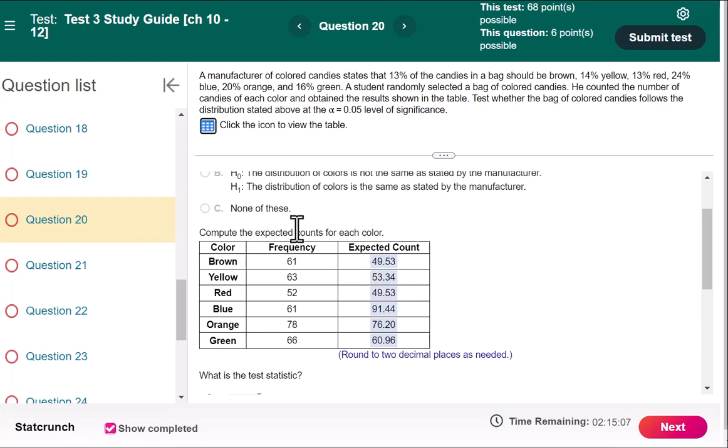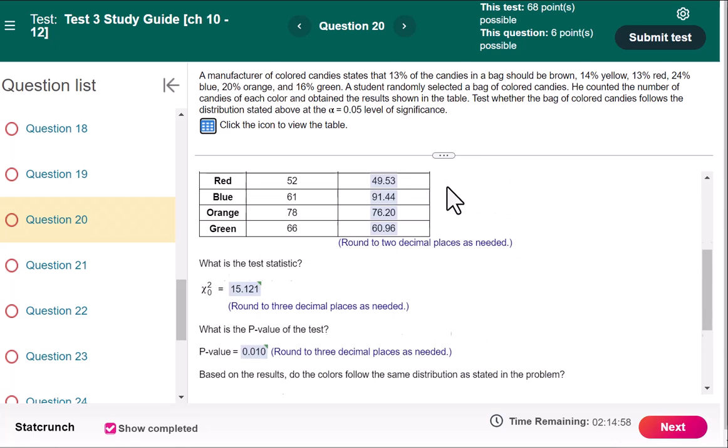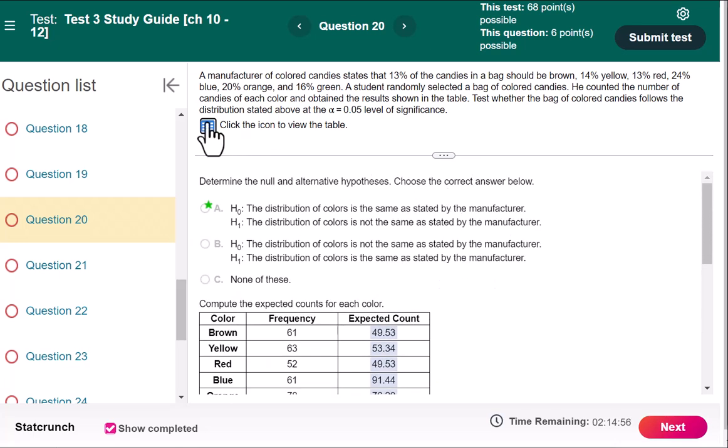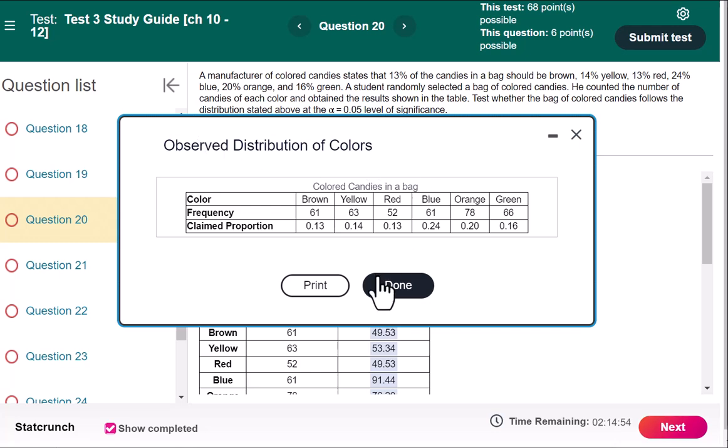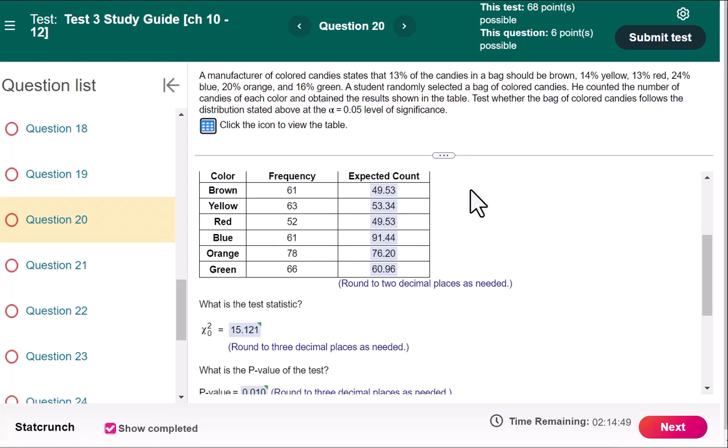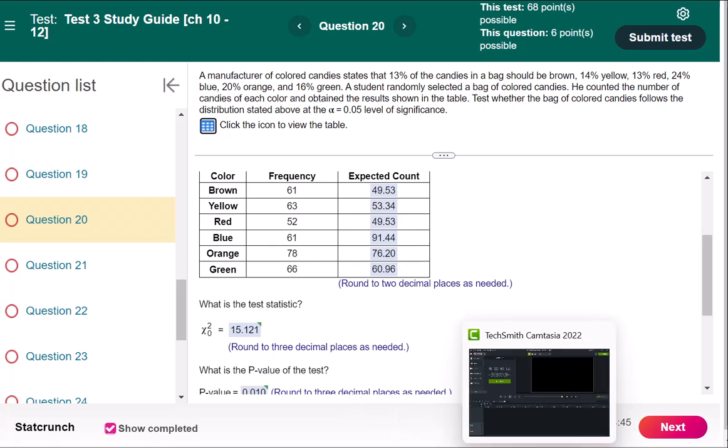Now you have the observed values, which is the frequency, and you have the expected values. We're ready to find the test statistic. So to find the test statistic, guys, I don't think we can use StatCrunch here. It doesn't allow me to use StatCrunch. So I'm going to go and put it in the calculator and show you how to use the calculator in here.